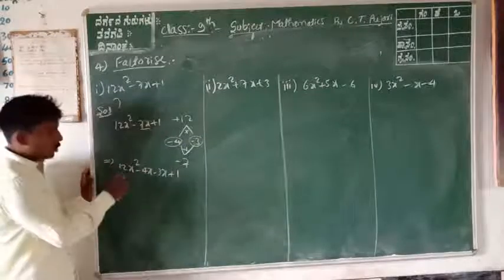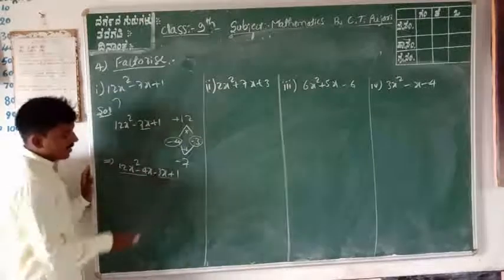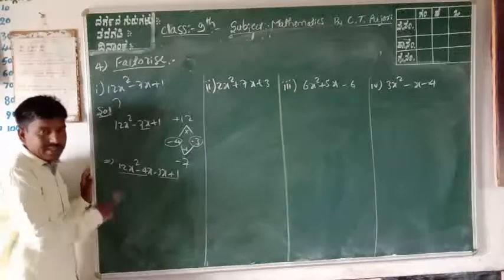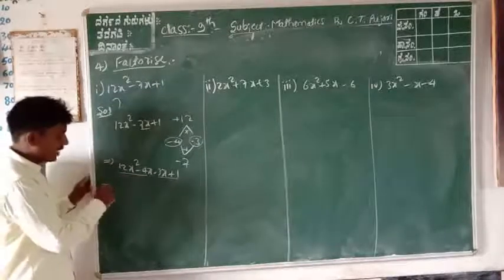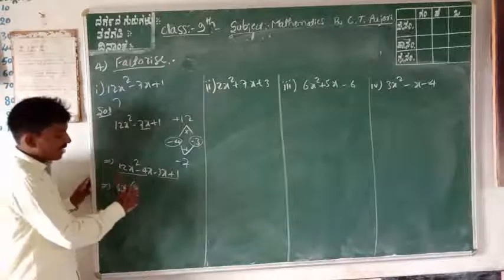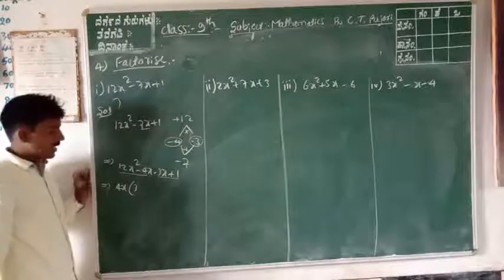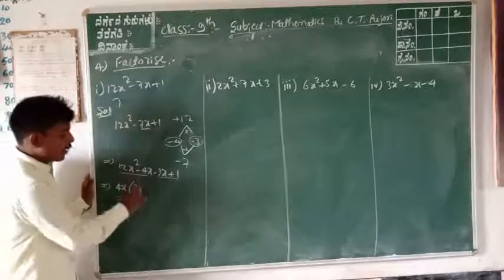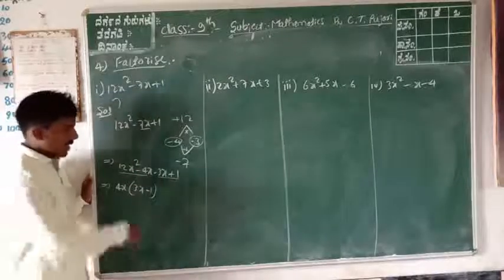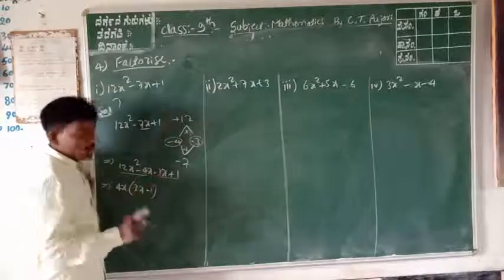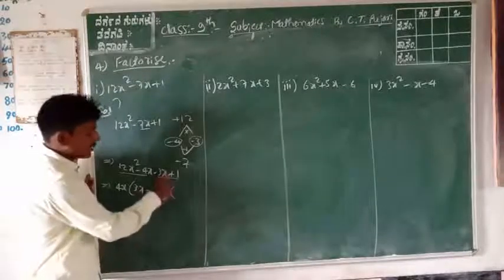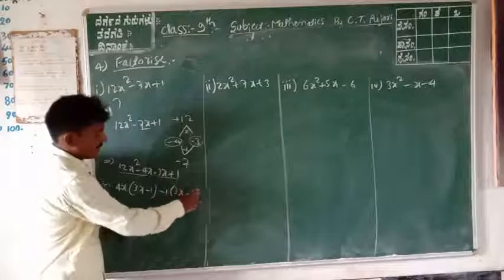Next, you can take a first group and a second group. In the first group, which one is common? 4 is common, x is common. Take it outside. Therefore, 4x is common. Take outside: 4 threes are 12, so 3x, next minus 1. Next, in the second group, only 1 is common. Take outside, that is minus 1 is common. Therefore, 3x minus 1.